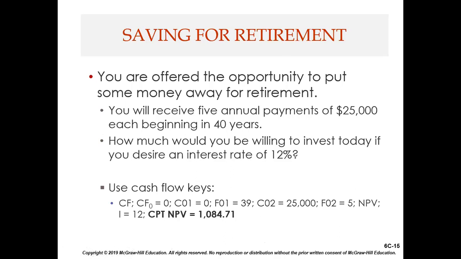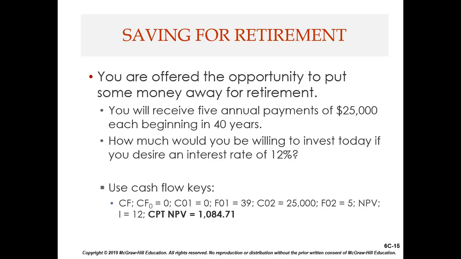You are offered the opportunity to put some money away for retirement. You will receive 5 annual payments of $25,000 each, beginning in 40 years. How much would you be willing to invest today if you desire an interest rate of 12%? So you're going to receive $25,000 a year, beginning in 40 years.